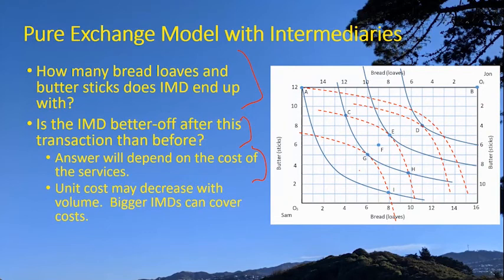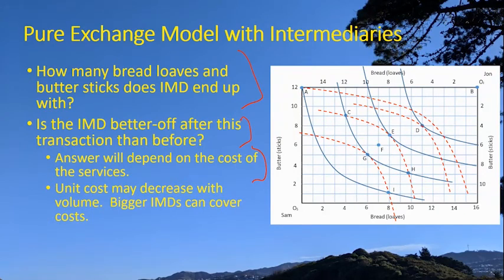And if the intermediary can do this not just with John and Sam, but with lots of individuals, he's going to be able to lower the price he charges for each of them to a very small amount, and he's going to add that up across lots of individuals to cover his costs of providing this intermediary service. Okay, and so that's how intermediaries work.